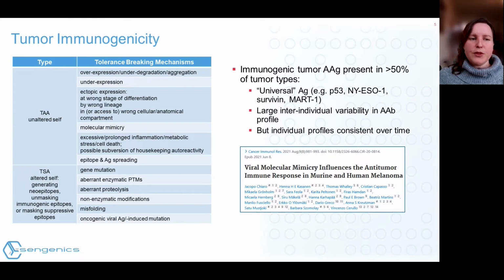So let me give you some examples of how tumors can become immunogenic. If you look at the table on the left-hand side of the slide, you'll see TAA, that's tumor-associated antigens, which consist of unaltered self. This can result from mechanisms such as overexpression, underexpression, ectopic expression, for example, at the wrong time or in the wrong compartment, molecular mimicry, excessive or prolonged inflammation, metabolic stress, or cell death. It's also possible that there might be subversion of housekeeping autoreactivity. However, the evidence for that is not yet direct.